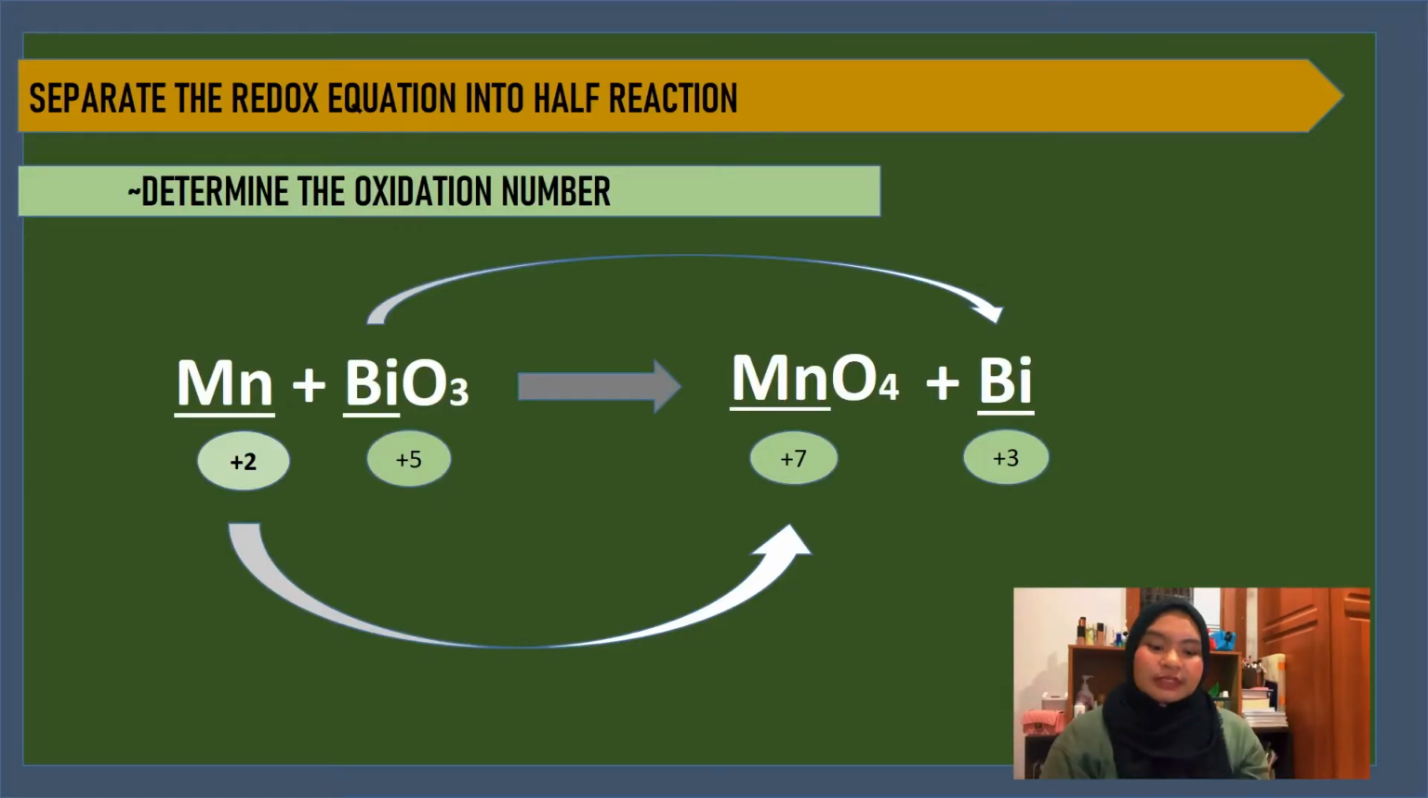Then we have to separate the redox reaction into half reactions. So we have to identify and write all the redox couples in this reaction. In order to do that, we have to determine the oxidation numbers, because based on the oxidation numbers, we know which elements undergo oxidation and reduction.